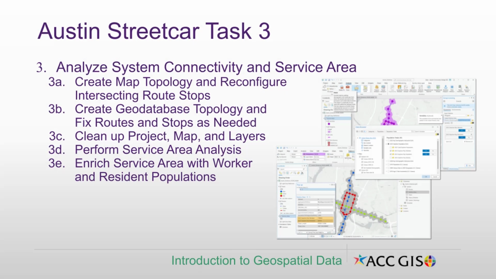In Summary Task 3, you'll analyze system connectivity and create a service area. First, you'll create map topology and reconfigure intersecting route stops. Next, you'll create geodatabase topology and fix routes and stops as needed. You'll then clean up your project map and layers. And then you'll perform a service area analysis, and then you'll enrich that service area with worker and resident populations.